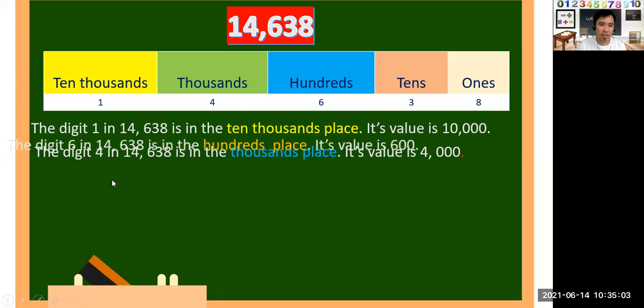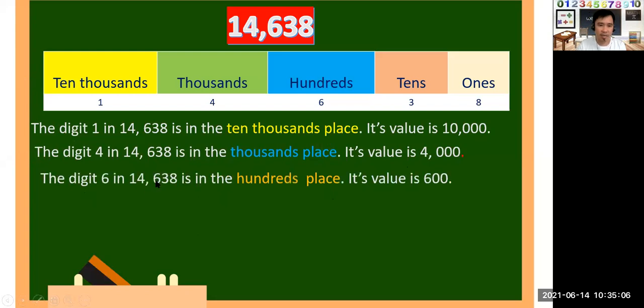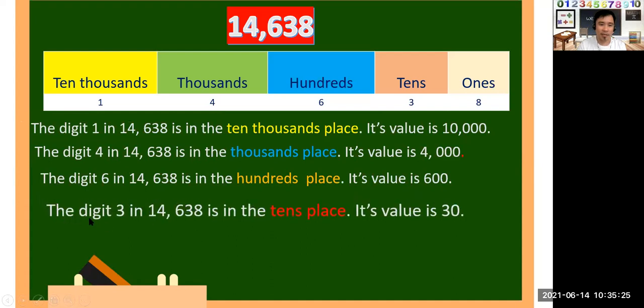Next, number six. The number six here in 14,638 is in 100th place, and its value is 600. Again, the number six here is in 100th place, and its value is 600. Let's continue. We are now in digit number three. Now, the digit three in 14,638, the place value of this is in 10th place, and its value is 30.